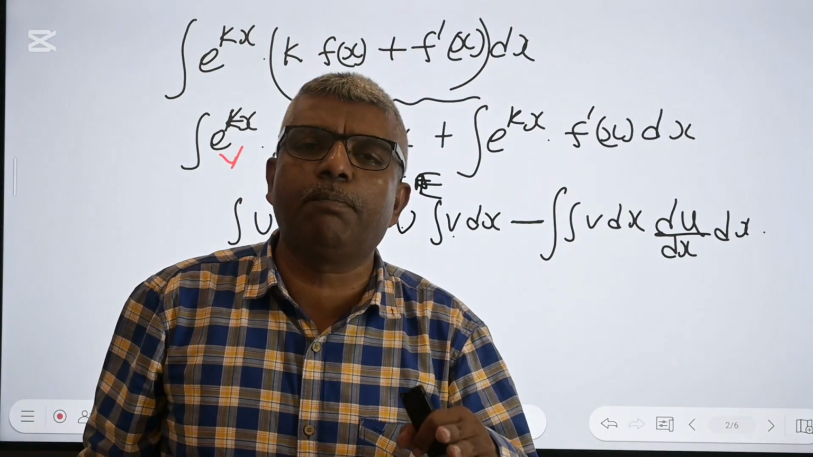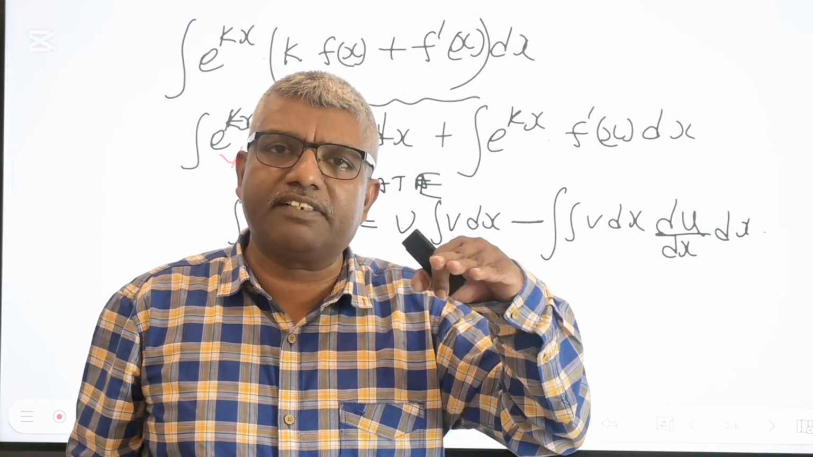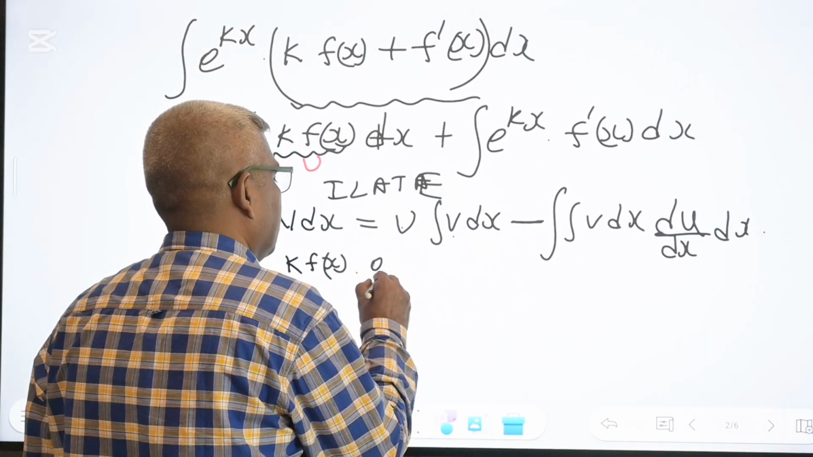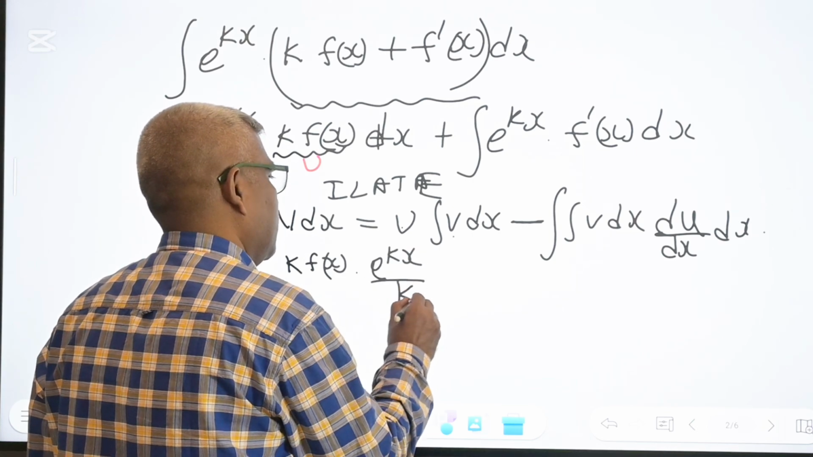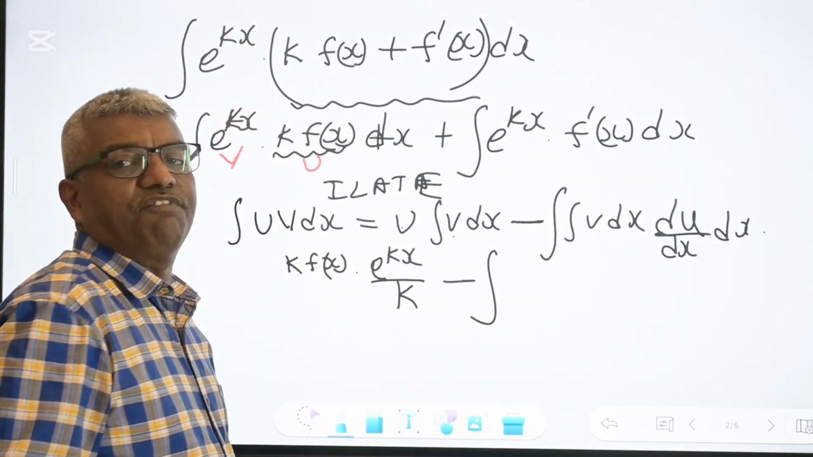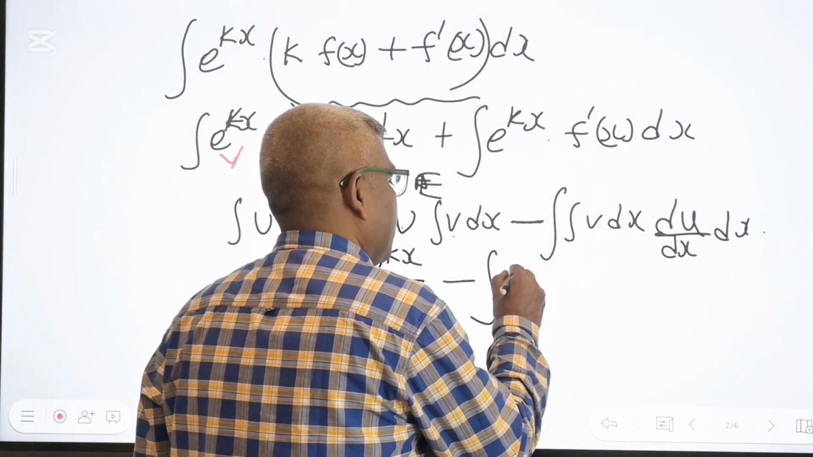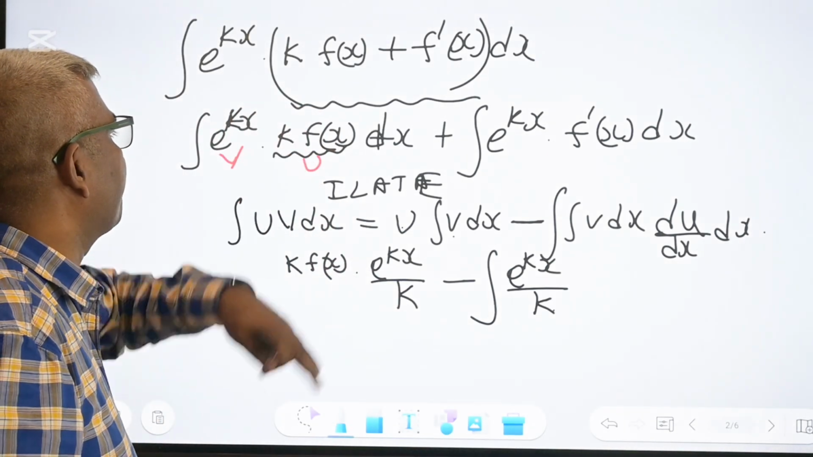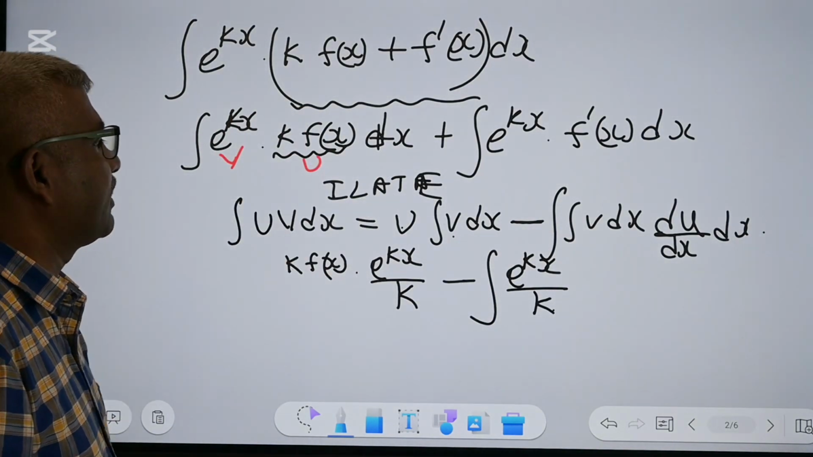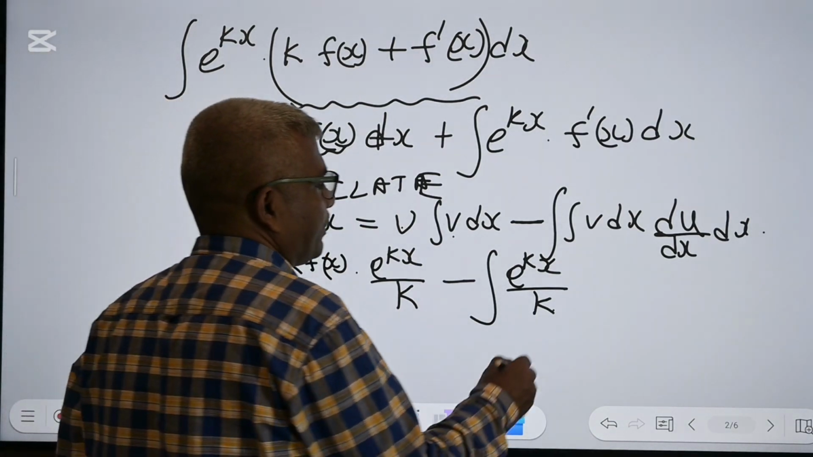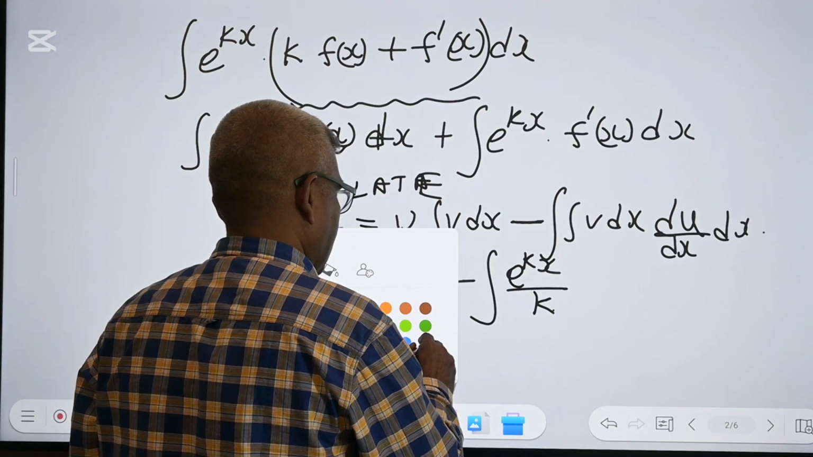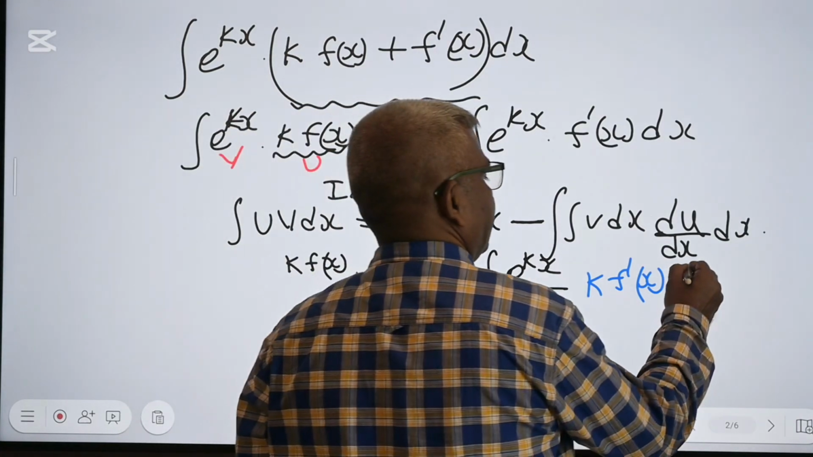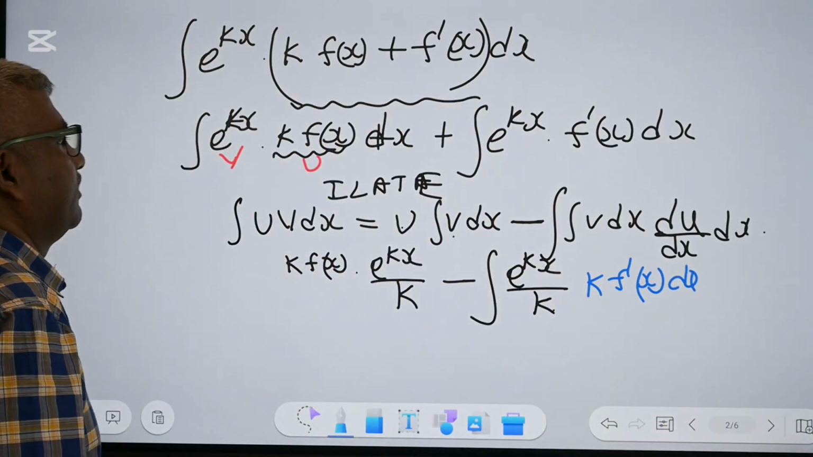What is integration of e^(mx) dx? e^(mx) divided by m. Here, e^(kx) divided by k. Minus integration of v dx, what? The same one, e^(kx) by k. Then k f(x) you differentiate, that is u. If you differentiate k f(x), you get k f'(x), then dx. This is I1. I1 we finished.